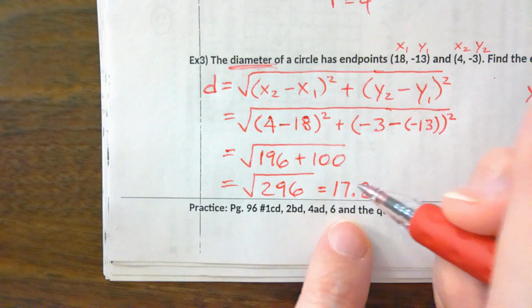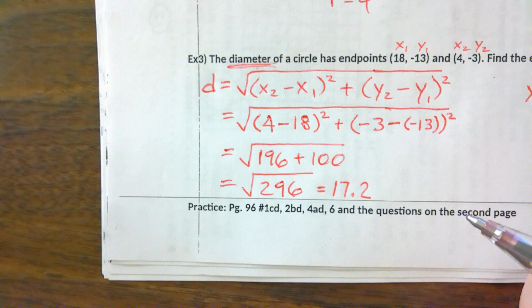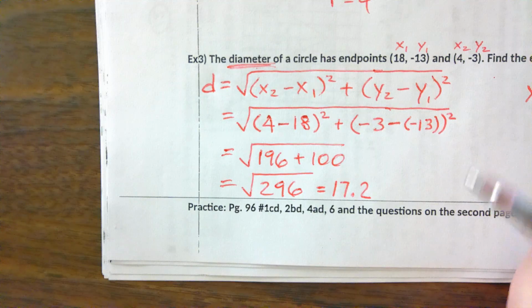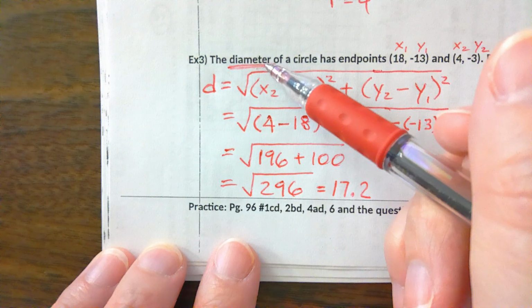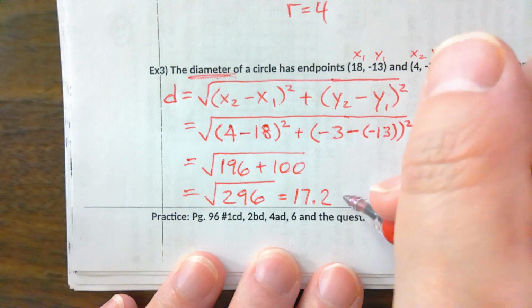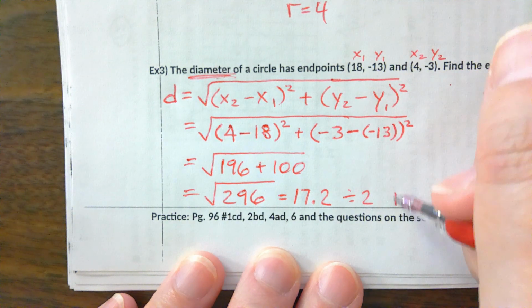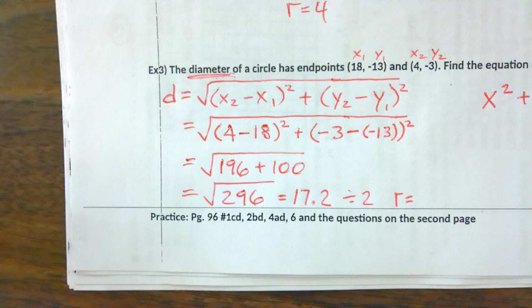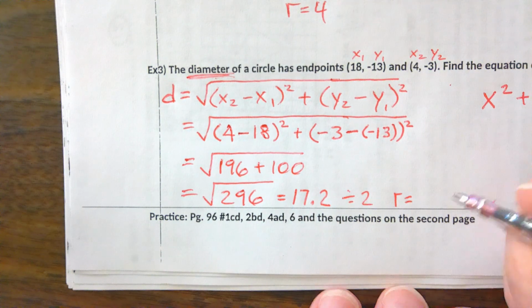William, thank you. Why do I have to divide it by 2? So the diameter is 2r. Right. Okay. So I don't want diameter. I want radius. So that's why I have to divide this by 2 so that I get my radius, which is 8.6.